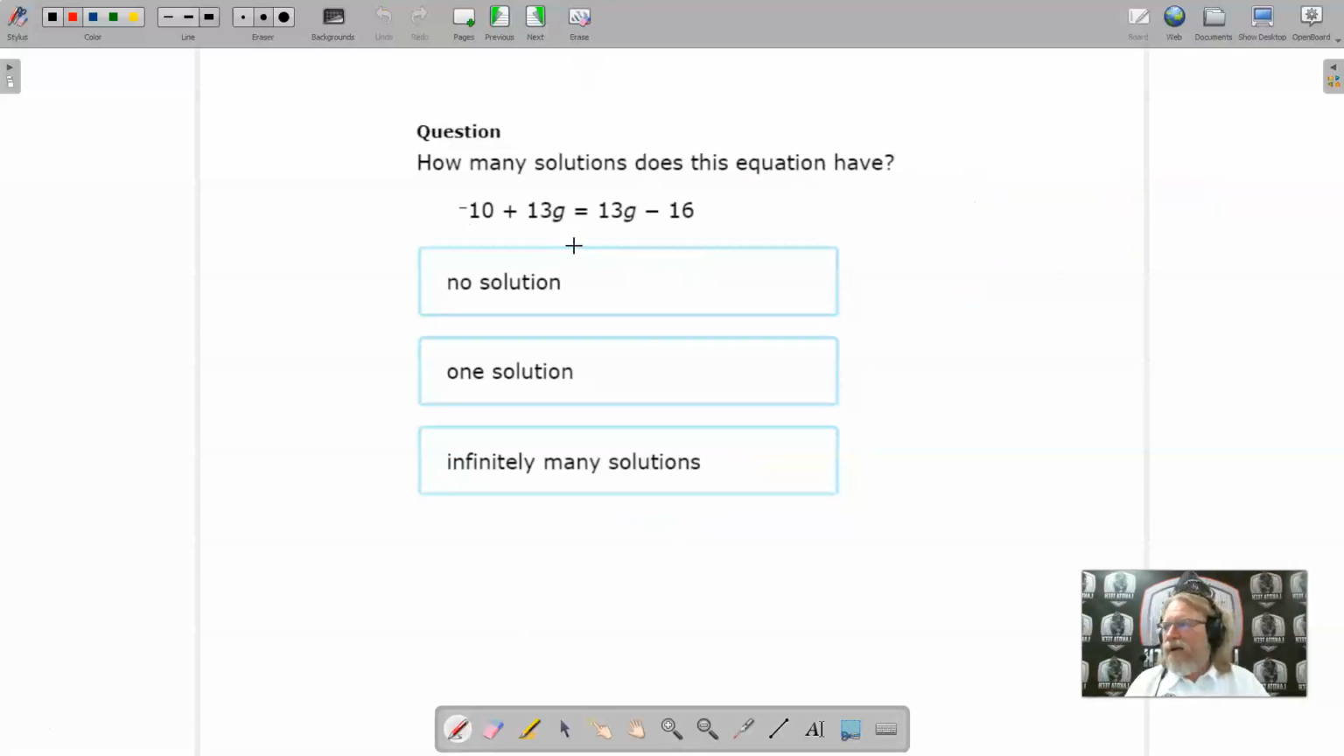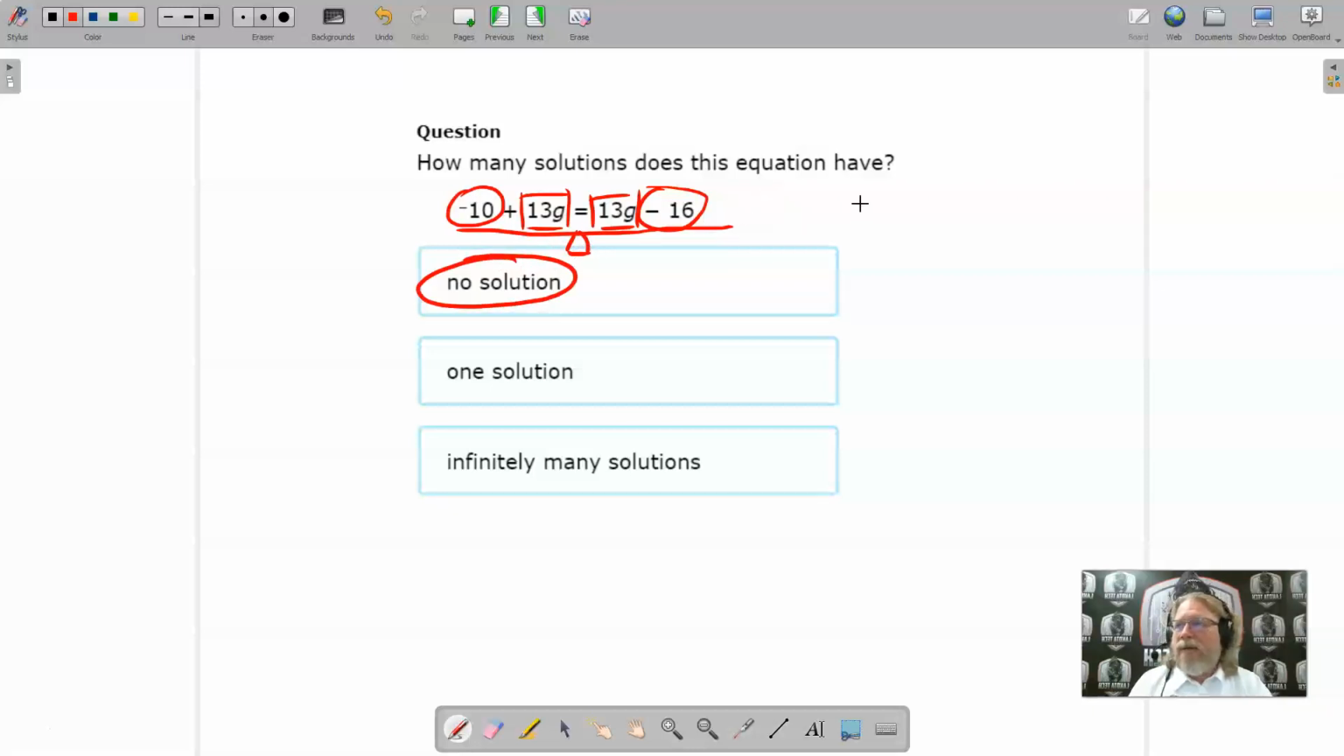So let's look and see what we have here. Well, this one here I probably won't have to work out, right? I got 13g and 13g. They're both positive, so these are the same value, right? That means that on the scale that we have here, I end up with a negative 16 and a negative 10. Negative 16 and negative 10 are not equal to one another. Therefore, you could never balance this out. So therefore, there's no solution. If you were to go ahead and work this out, you'd subtract 13g from each side, and you'd end up with negative 10 equals negative 16. This is not a true statement, so therefore there is no solution.